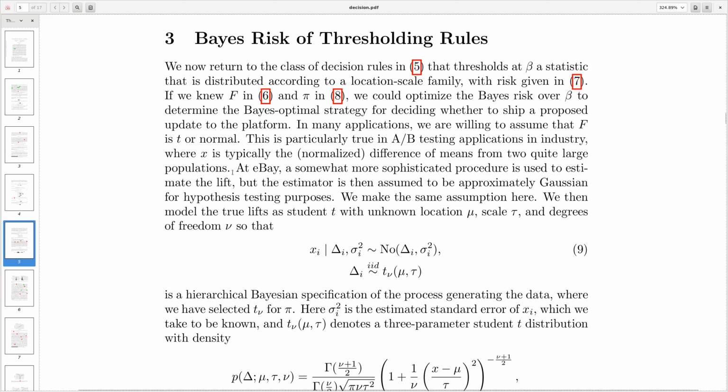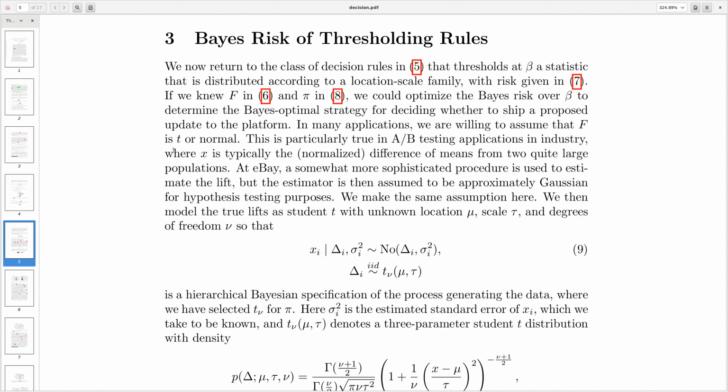At eBay, a somewhat more sophisticated procedure is to estimate delta, but the estimator is then assumed to be approximately Gaussian for hypothesis testing purposes. Okay, I'm sorry, I got lost a little bit. We could optimize the risk over beta to determine the bias optimal strategy for deciding whether to ship a proposed update to the platform.